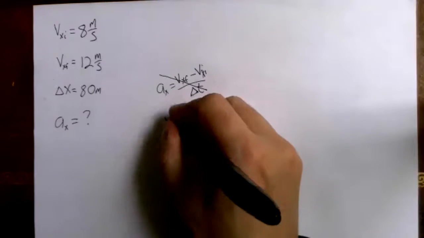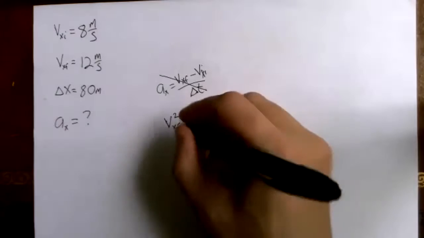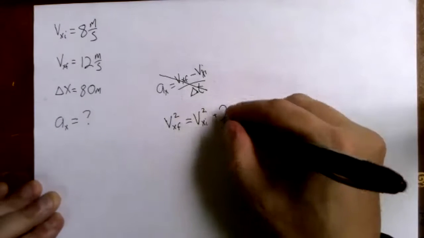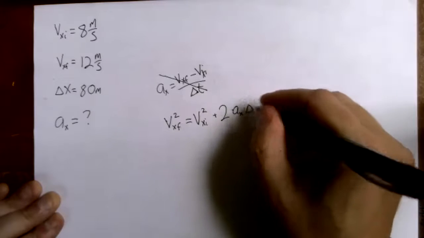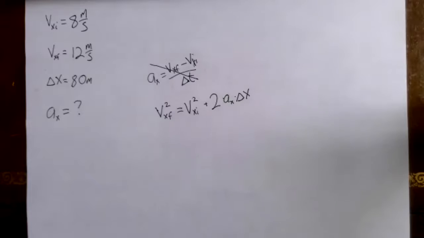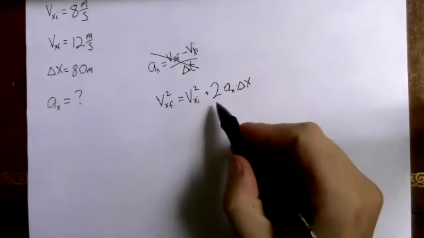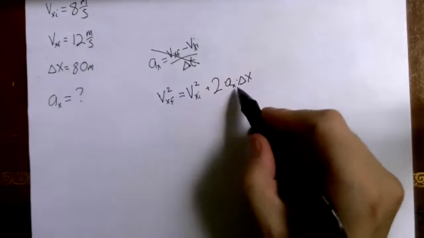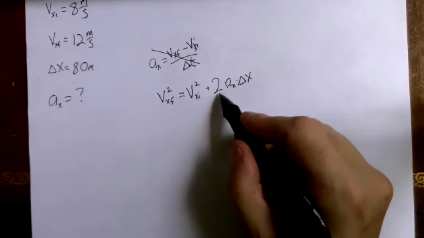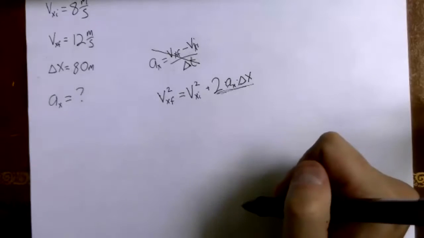VXF squared equals VXI squared plus 2 times acceleration times delta X. That's the last big four equation, and it's got all our symbols in it. So we do need to rearrange this. We want to get acceleration by itself. The 2 times AX times delta X term has our unknown in it, so we want to get this term of the equation by itself first.